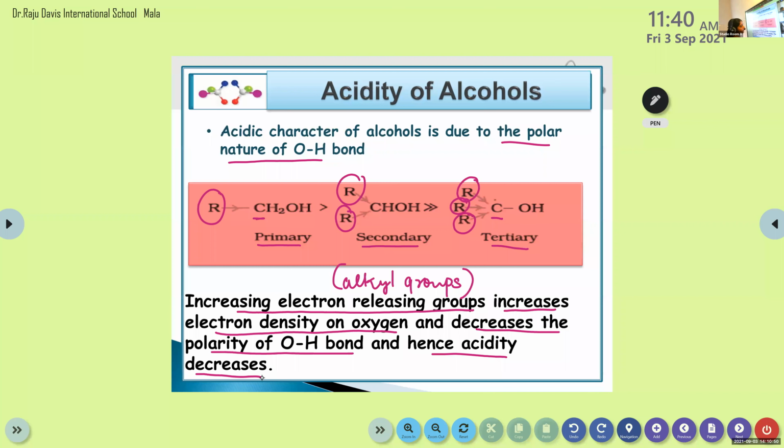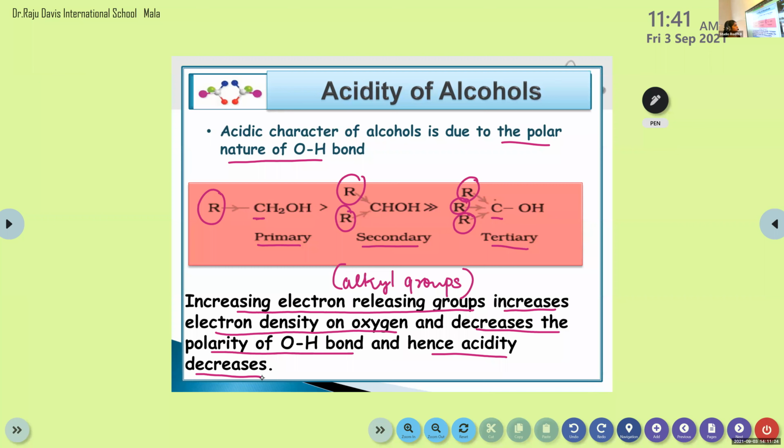So that's about the variation of acidity in the case of primary, secondary and tertiary alcohols. Always primary alcohol has more acidic character compared to secondary and tertiary. The reason is that when the electron releasing groups increase, they will increase the electron density and decrease the polarity of the OH bond. Clear? This is clear? Okay.